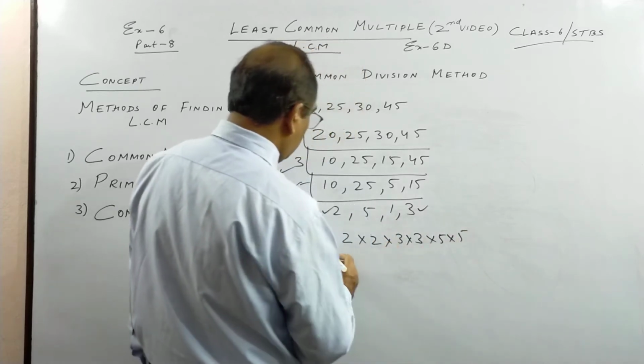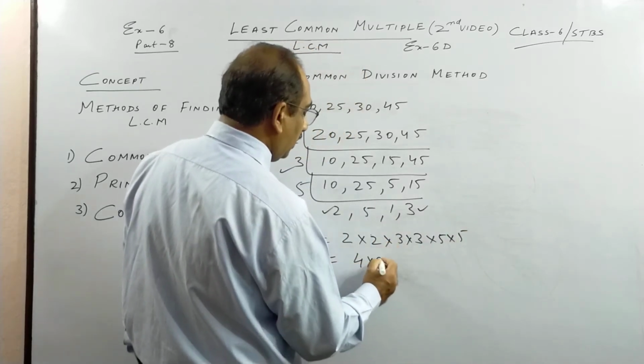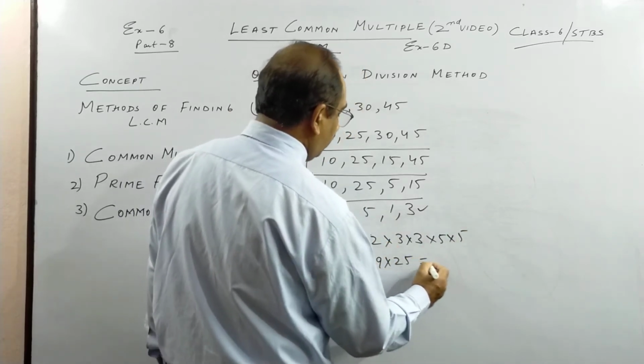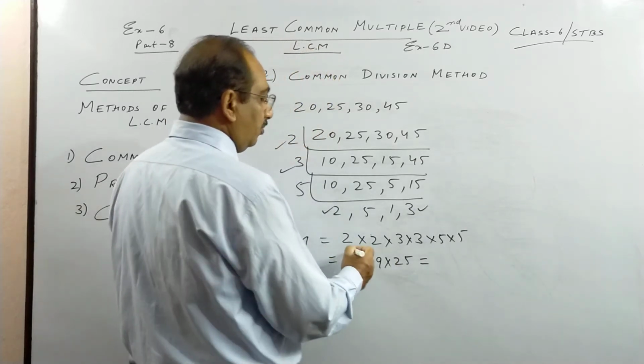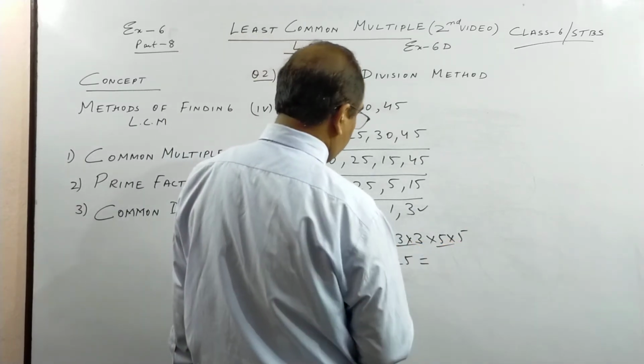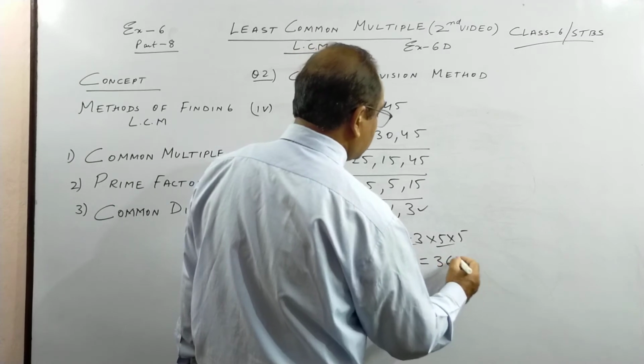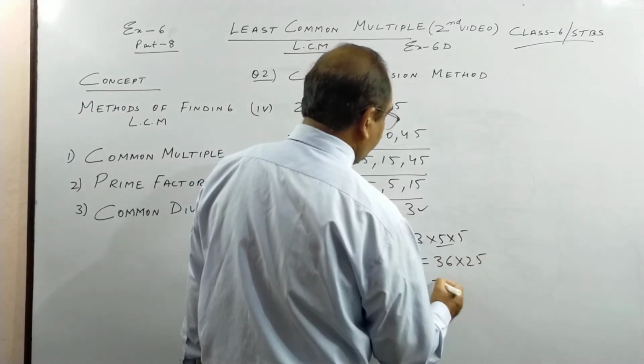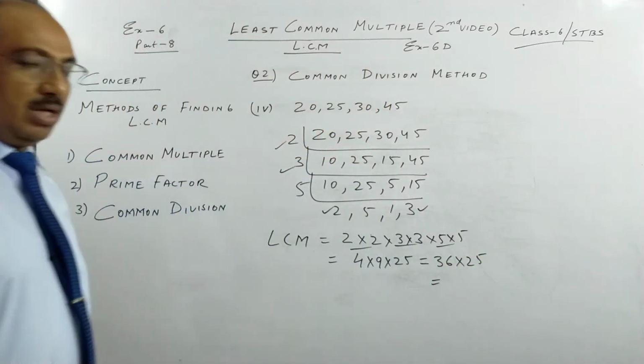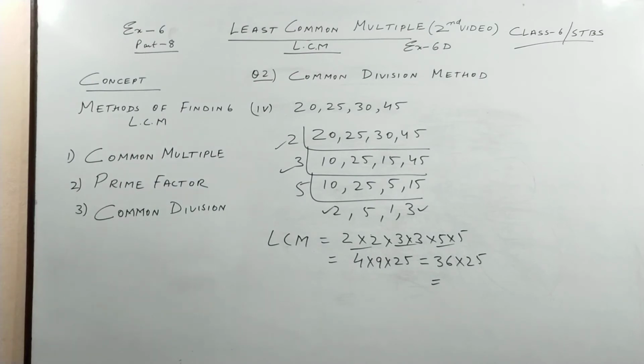So I get 4 into 9 into 25. 2 2s are 4, 3 3s are 9, 5 5s are 25. 4 9s are 36 into 25. So if you multiply 36 into 25, you check, see what you will get.